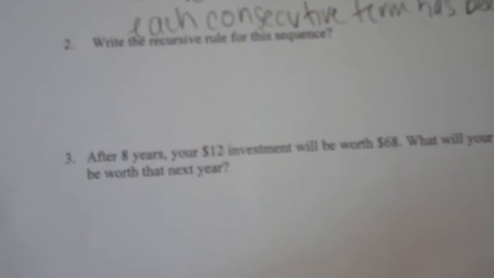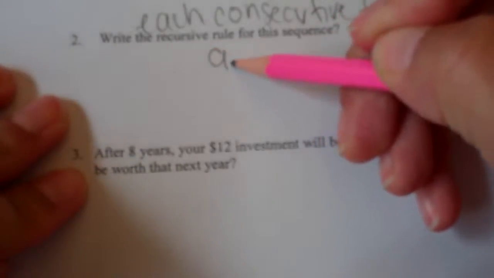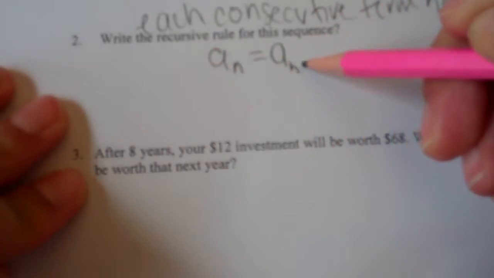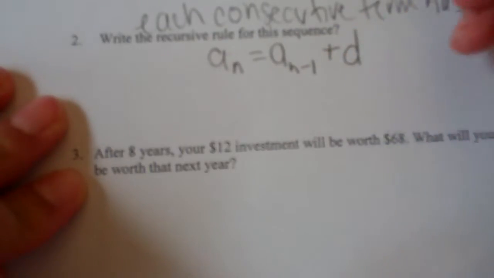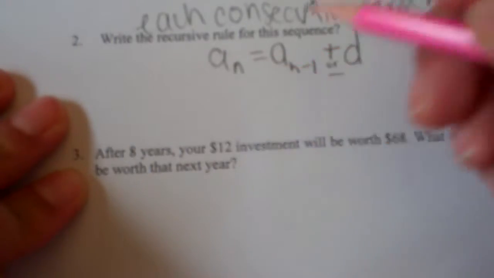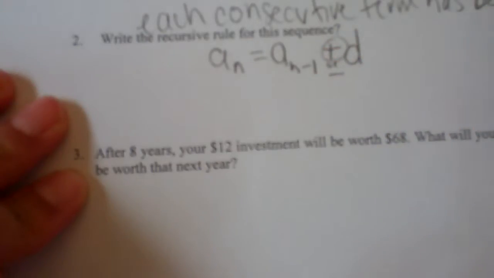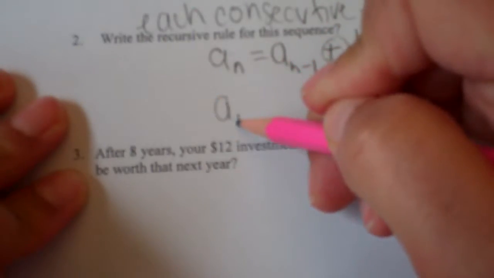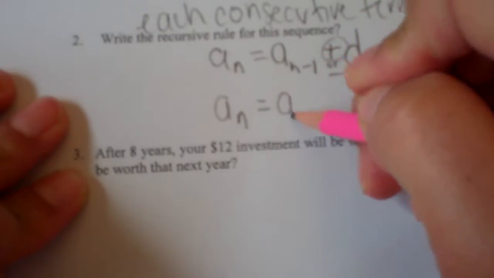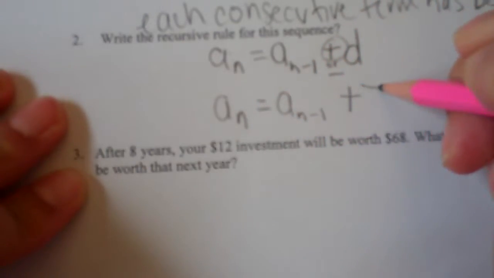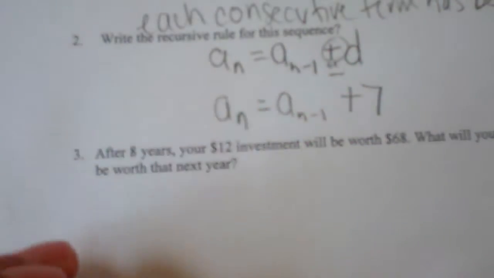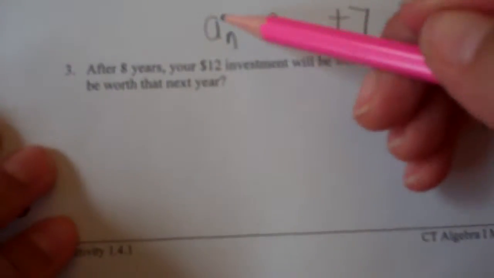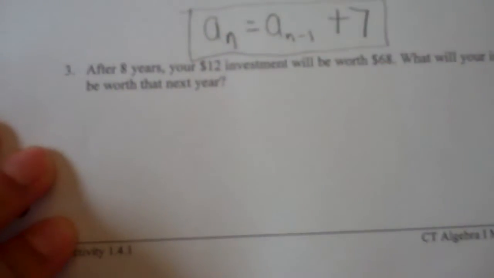Next, write the recursive rule for the sequence. So this is the recursive rule for arithmetic sequence. A sub n equals a sub n minus 1 plus our common difference. We can also have minus, because remember we can be subtracting. So this one right now, we are going to be using the plus because we're actually adding the 7 to each one. So a sub n equals a sub n minus 1 plus 7. This is going to represent our previous term. We're not sure what that nth term is. So let's go on. I'm sure we're going to be using this recursive rule for the next question.